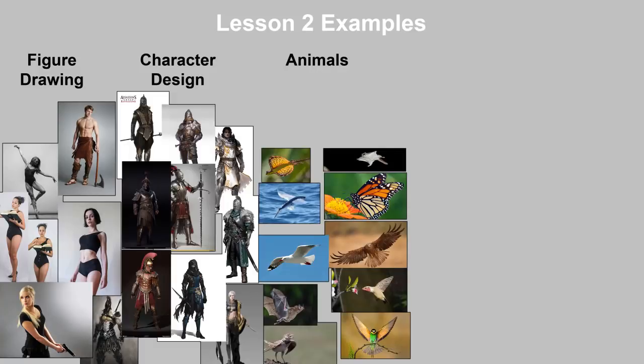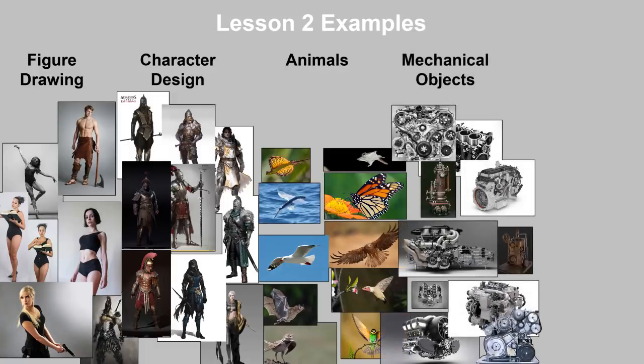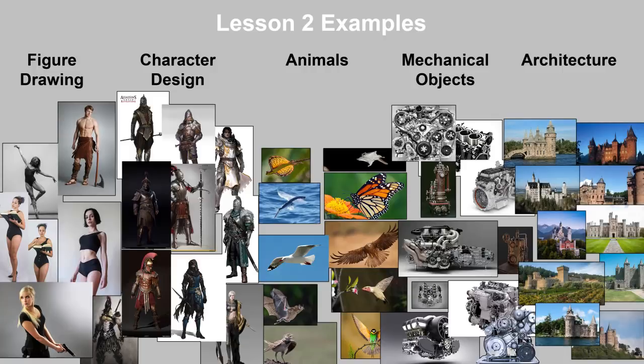The subjects are figure drawing, character design, animals, mechanical objects, and architecture. We're going to study a specific element in each category, and then try the studied part on a random design to see how the final design will look.